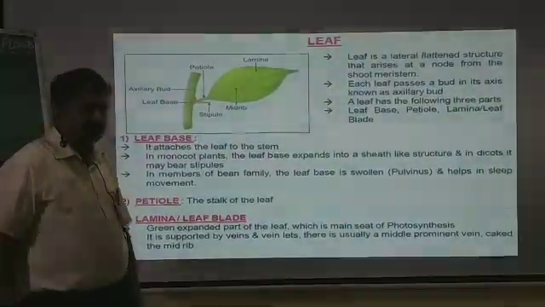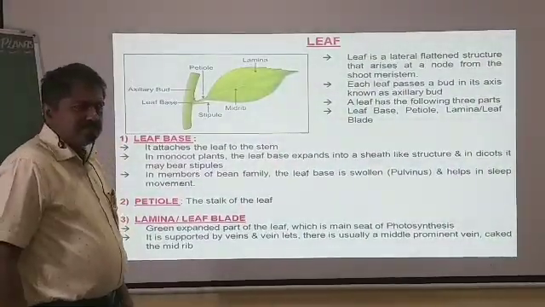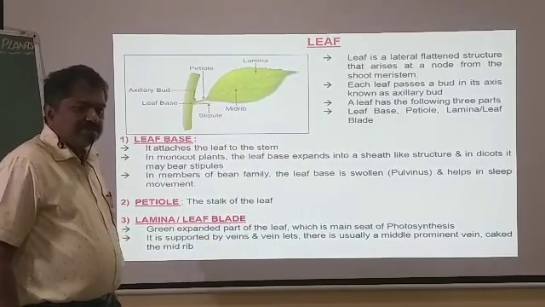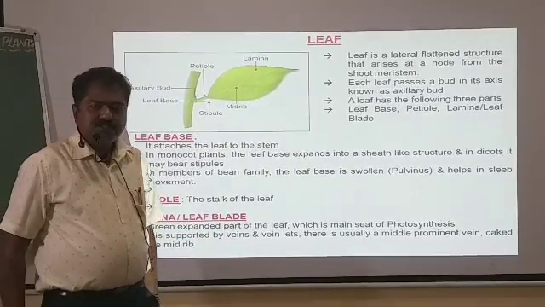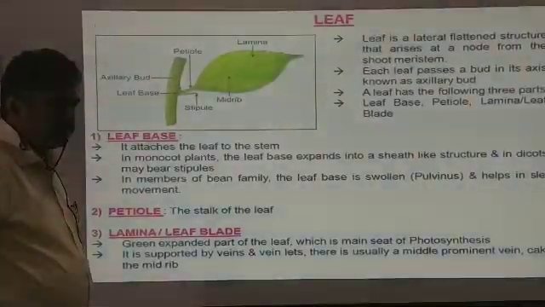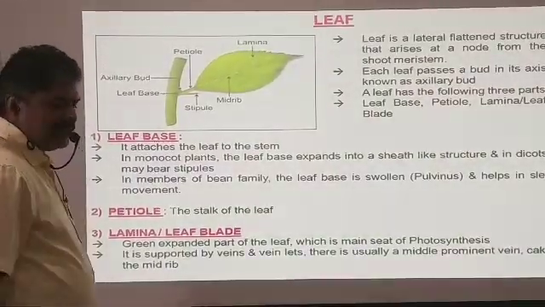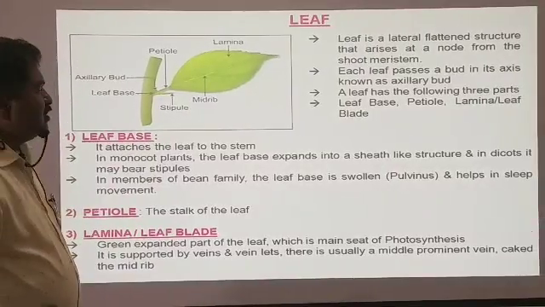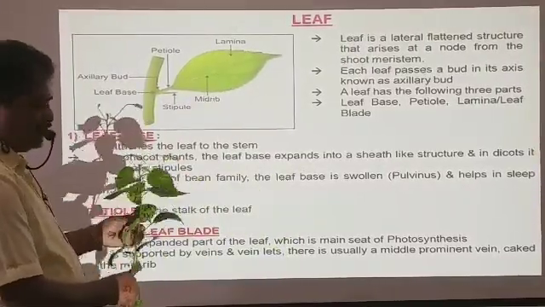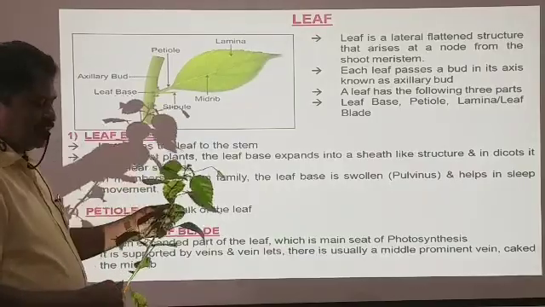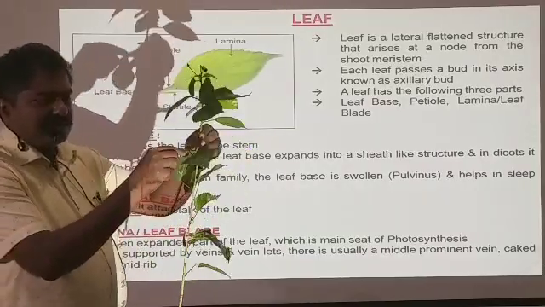Hello everybody. In my previous class we discussed the root system and shoot system. Now let us take up the leaf. The leaf is a lateral flattened structure that arises from the nodal region of the stem.